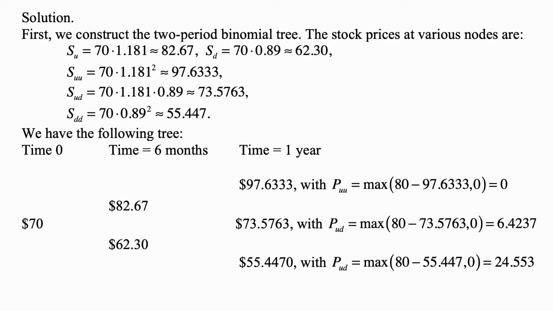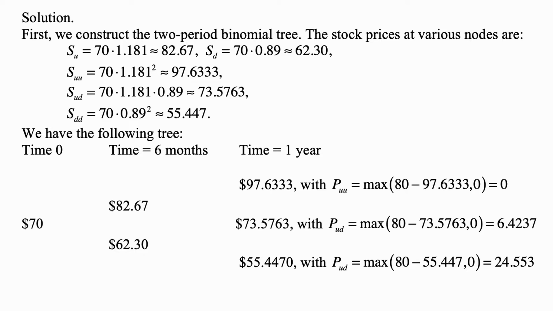At time 0, the price is 70. At time 6 months, the price is 82.67 in the up state and 62.30 in the down state. And at time 1, at 1 year, the price in the up-up state is 97.6333. And the payoff of the put in that state is the maximum of 80 minus 97.6333 and 0, and that's 0. The put has no value because you can sell the stock in the market for a much higher price than 80.